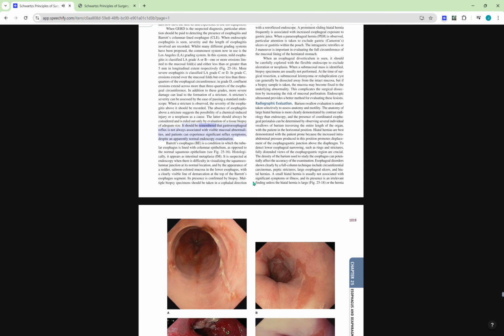It should be remembered that gastroesophageal reflux is not always associated with visible mucosal abnormalities, and patients can experience significant reflux symptoms despite an apparently normal endoscopy examination.